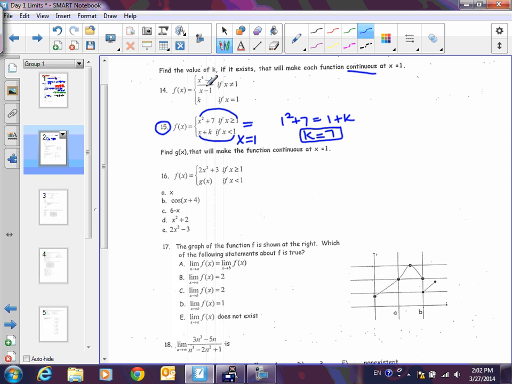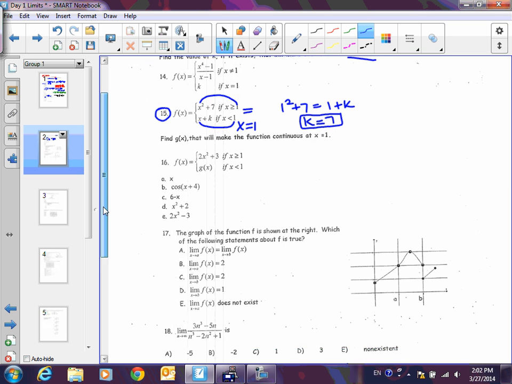On number 14, what's going to happen when you plug 1 into the top piece? A hole. So you're going to have to factor. Okay? You cannot use L'Hopital's rule here because this is not just a limit problem. All right, so you only use L'Hopital's rule when it says limit of something. Taking the derivative of the top and the bottom changes the function, it just doesn't change the limit. That's why we can use it on all limit problems.